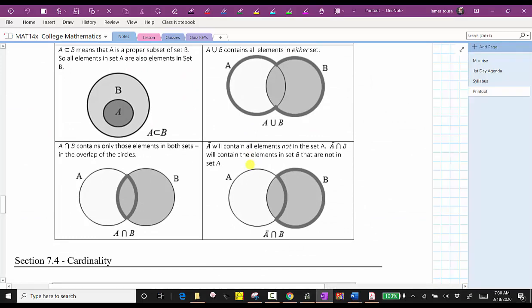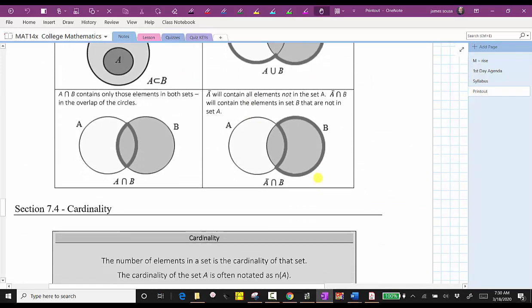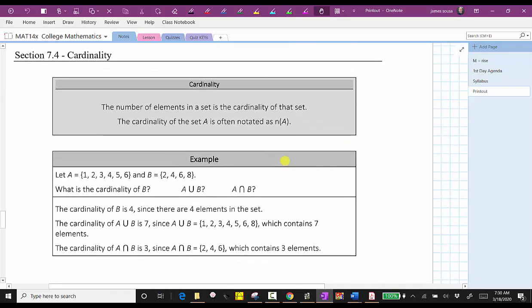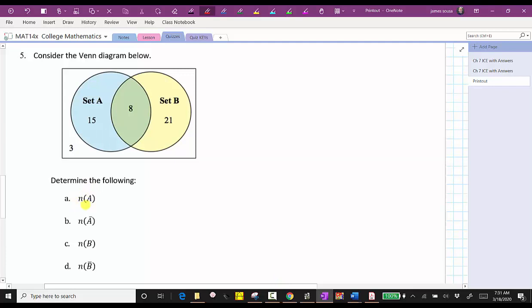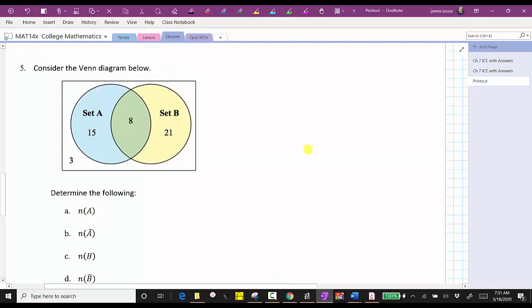So here are several examples of some sketches of Venn diagrams. Now we'll talk about cardinality. The number of elements in a set is the cardinality of the set. Cardinality of set A is often noted using this notation here, n of, in this case, set A.